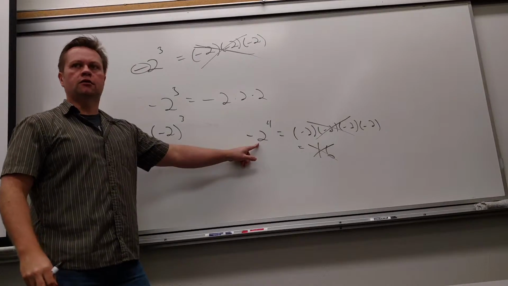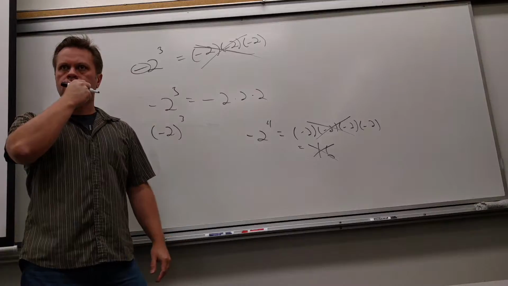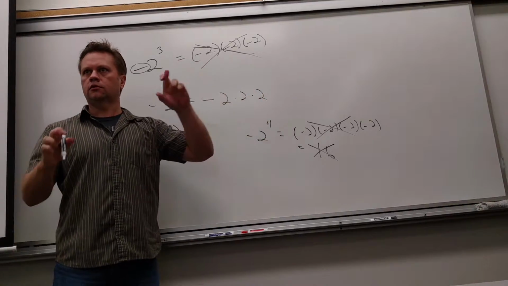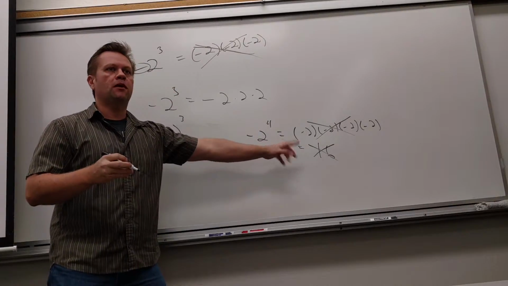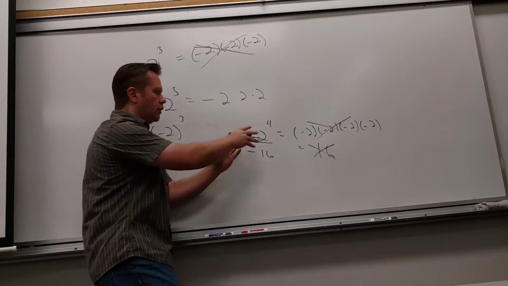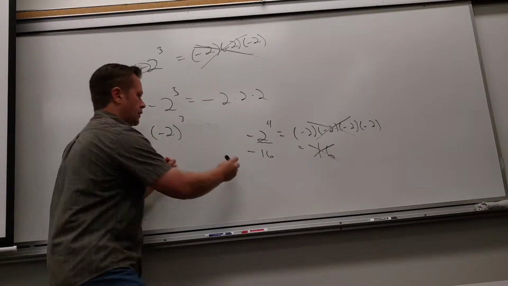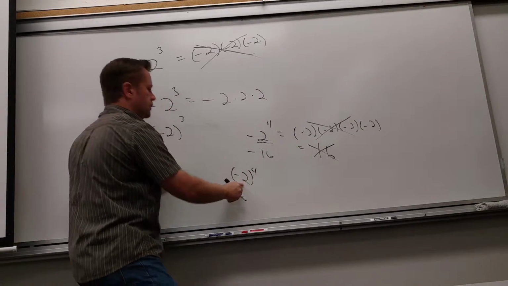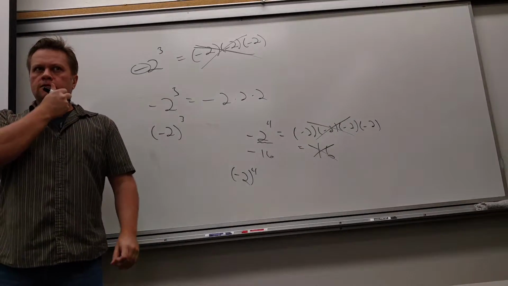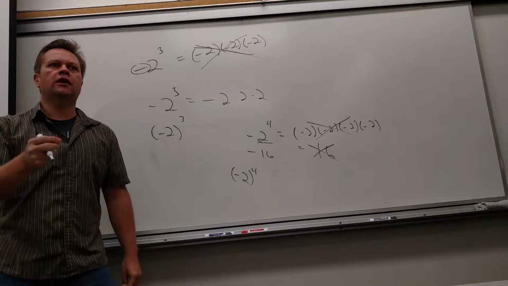Because how many negatives are here? 1. There are 4 2's. This is negative times 2 to the 4th. So here the answer should be negative 16. If I wanted the answer to come out to be positive 16, what do I have to put in there? Parentheses. Then I can say I have 4 negative 2's. Now that would be the right work. All right. I like it. And this is the grammar of math.